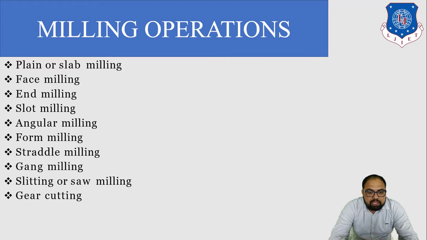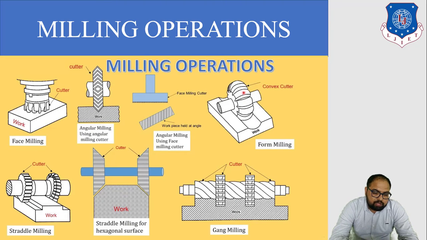We can perform various operations on this milling machine like plain or slab milling, face milling, end milling, slot milling, angular milling, form milling, straddle milling, gang milling, slitting or saw milling, and gear cutting. We can perform all these operations. You can see the basic images of these operations.